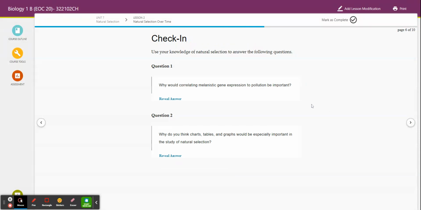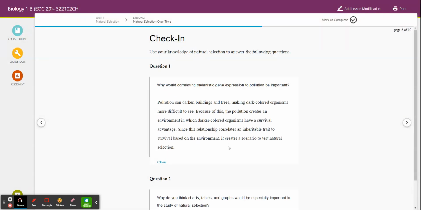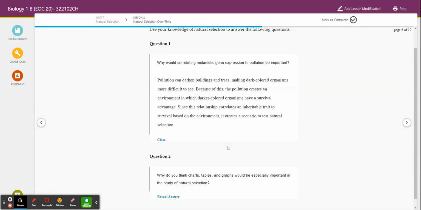Check-in. Use your knowledge of natural selection to answer the following questions. Why would correlating melanistic gene expression to pollution be important? Pollution can darken buildings and trees, making dark-colored organisms more difficult to see. Because of this, the pollution creates an environment in which darker-colored organisms have a survival advantage. Since this relationship correlates an inheritable trait to survival based on the environment, it creates a scenario to test natural selection.